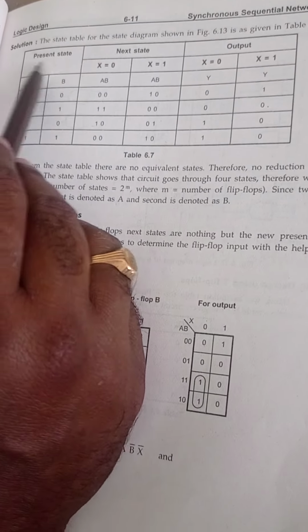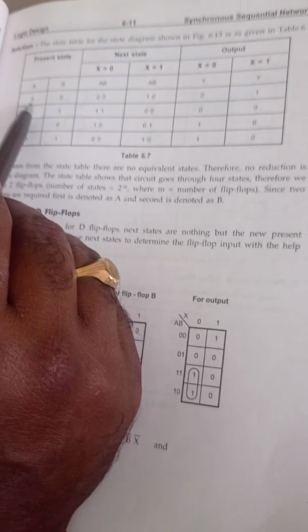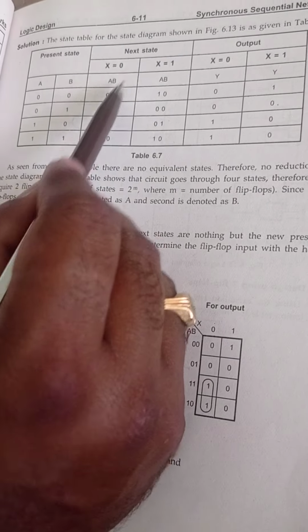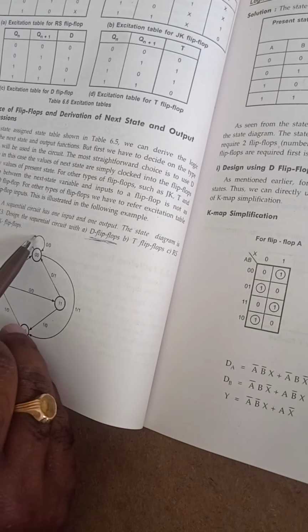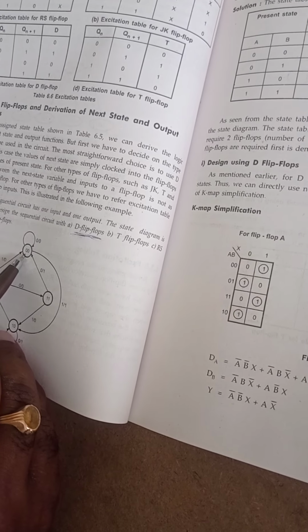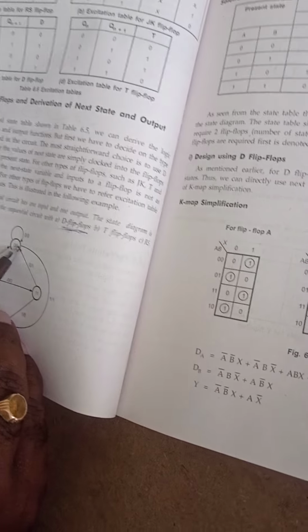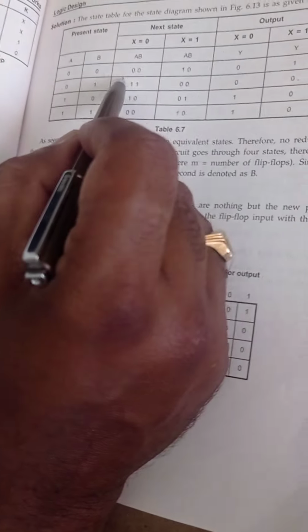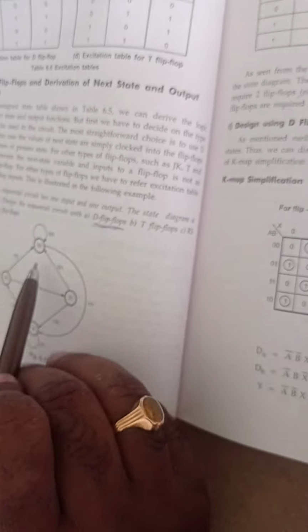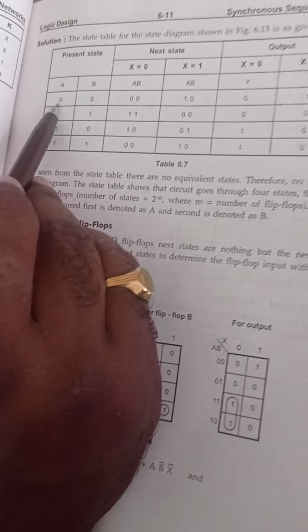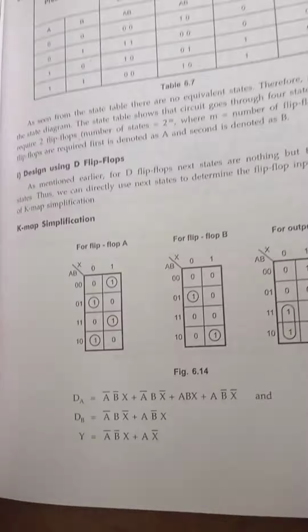This is the present state. The next state is 0 0, the next state is also 0 0. This means the present state is this, and the next state is also this. Therefore, the next state is 0 0. Then the input is 0, the output is also 0. After this, you see here the input is 0. This is present state 0 0.